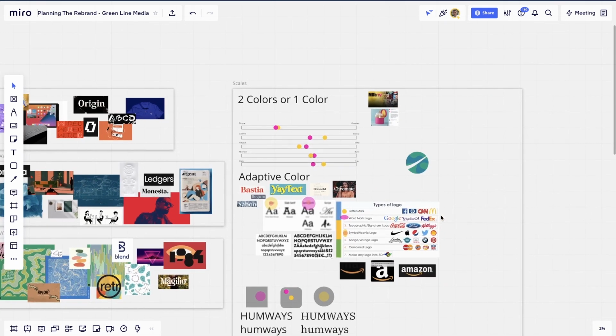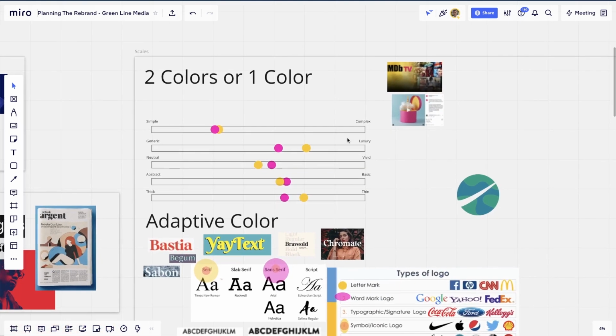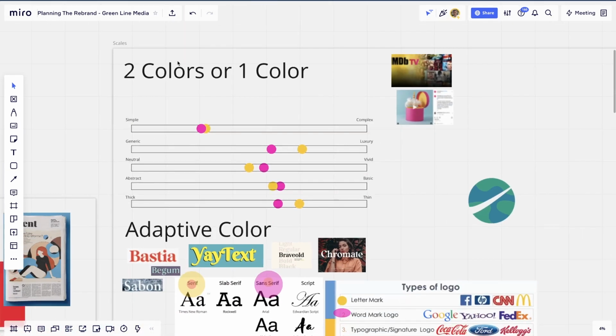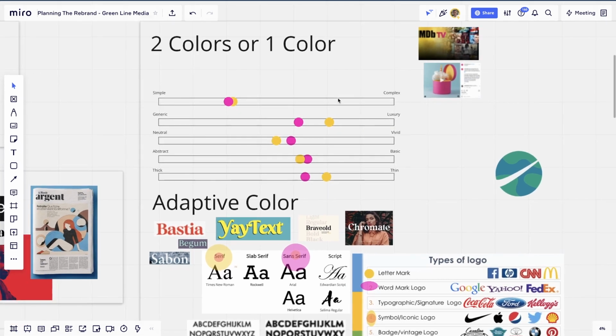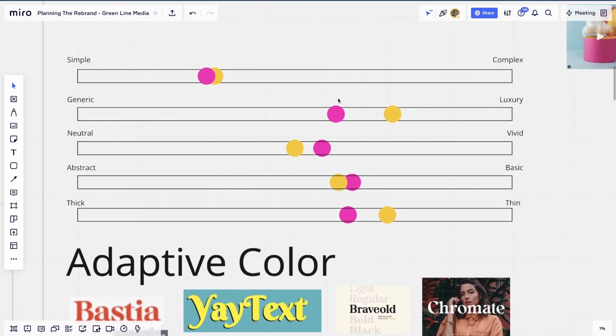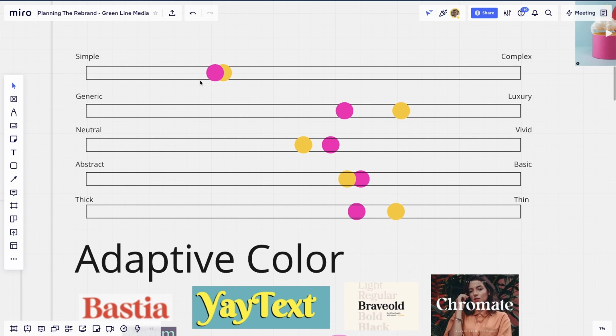Now this is where it gets super fun. We ended up doing some voting on some different concepts like colors. We were trying to decide if we wanted 2 colors or just 1, and we came up on the idea to stick with 1 and keep things simple. But what we did here is we had these different scales, and my brother, who is the partner in my company, and I voted on these things.